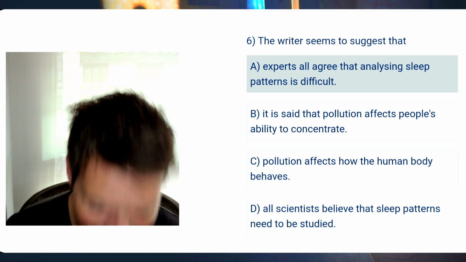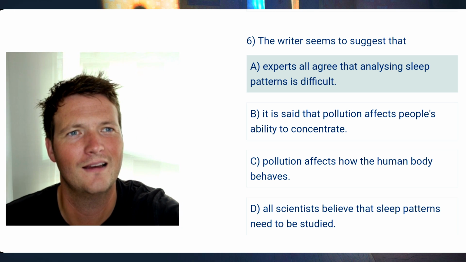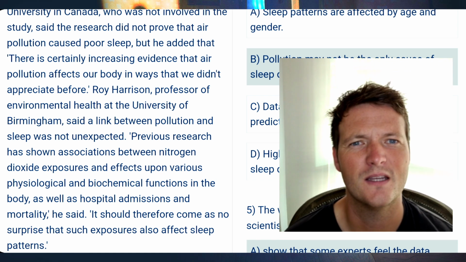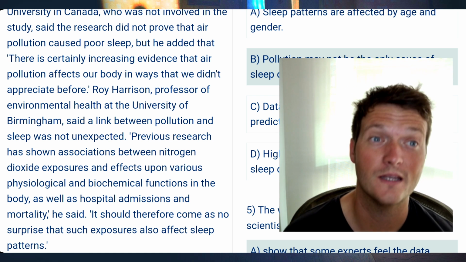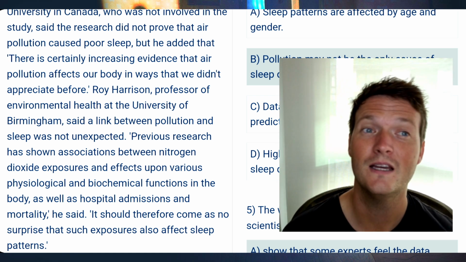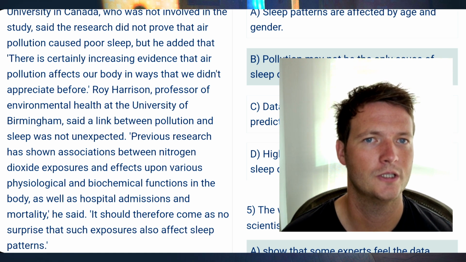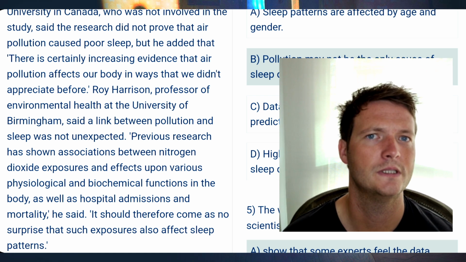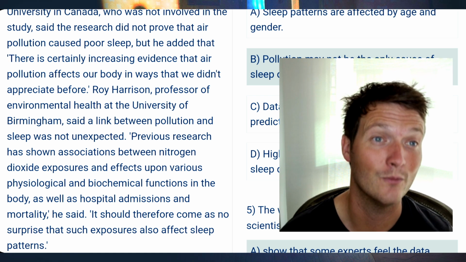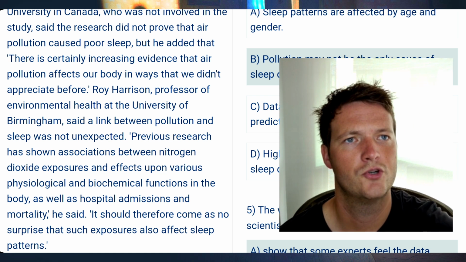So, God, this is a ridiculous last question again. I don't know. If we look back at what the experts say in the final paragraph, they don't specifically say that it affects our ability to concentrate. They don't specifically say that it affects our behavior. It says that there are biological and physiological effects, that there is increasing evidence that pollution affects our bodies in ways we didn't appreciate before. So I don't think anyone says anything specifically about behavior or concentration.